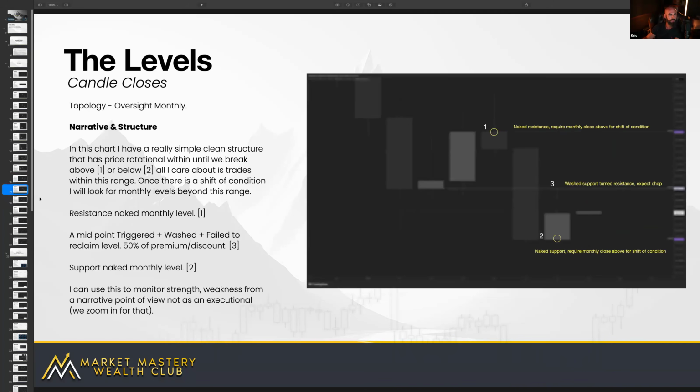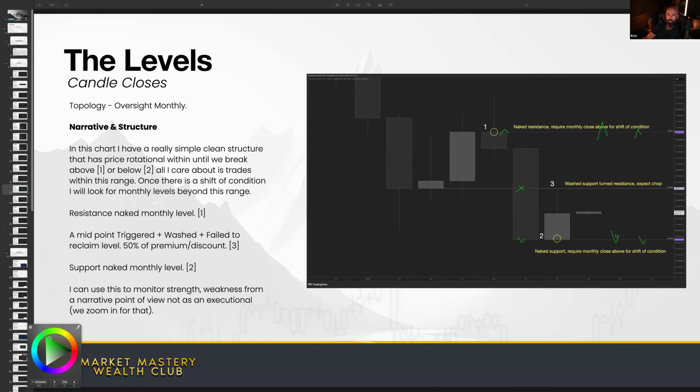Okay. So midpoint, triggered, wash, failed, reclaimed, 50% of premium discount. So again, I haven't measured it, but I'm just assuming. Look at it. Here's your 0. Here's your 100. Here's your 50%. Okay, we're inside of a range. Get it? Rotate, rotate, rotate for the rest of time.